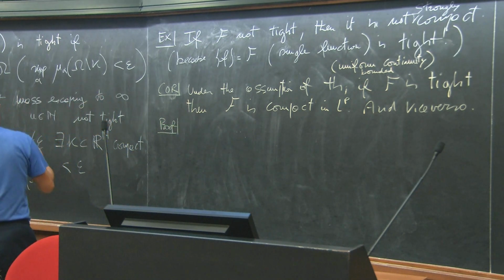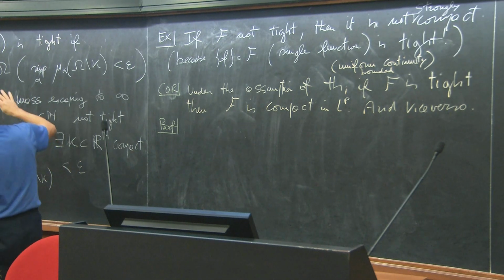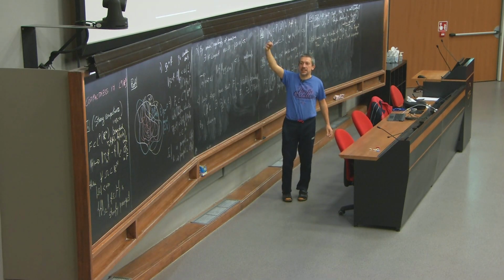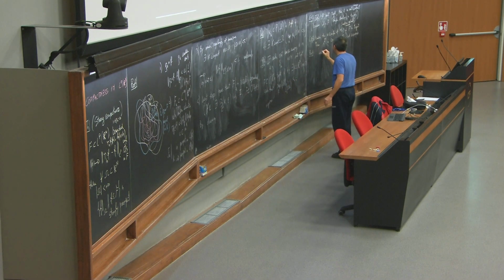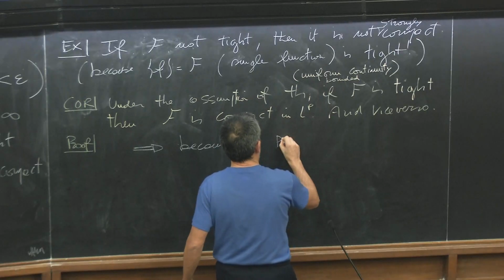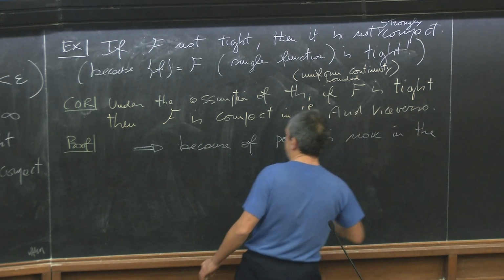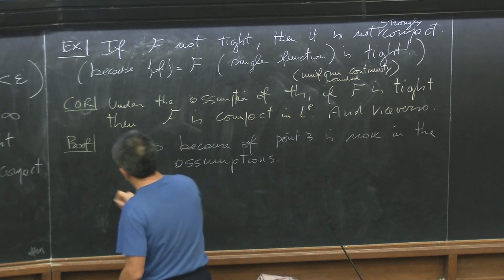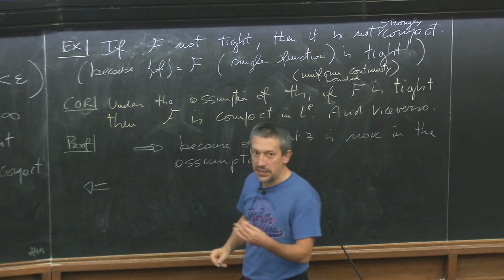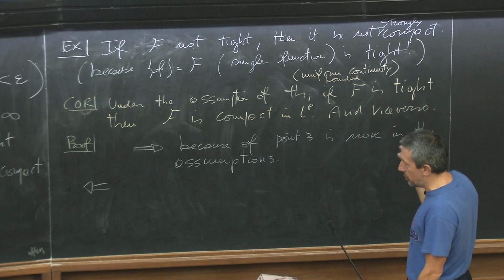Okay, one direction is that if you look at the proof, everything is fine, but the point 3, which is in the assumption. So this direction goes, with point 3 now among the assumptions. So the opposite direction is an exercise, so I just sketch it. Because unfortunately, time is running. And so let's see the point.